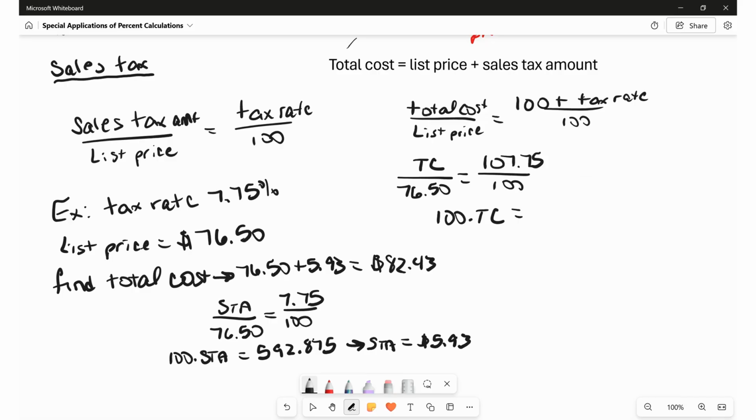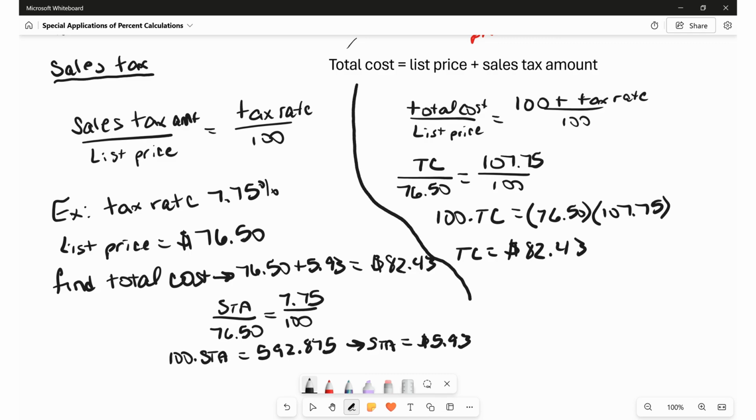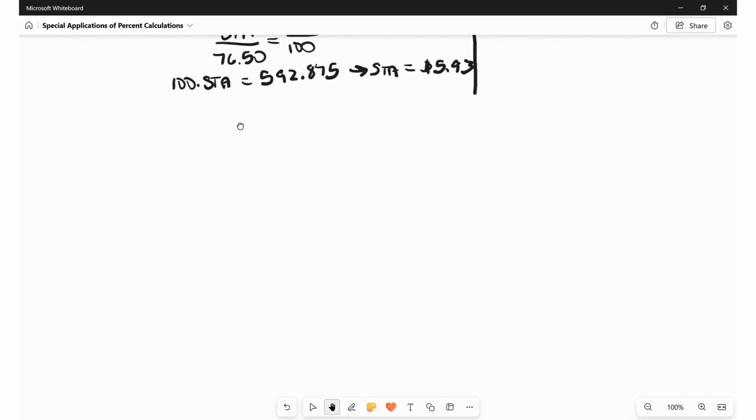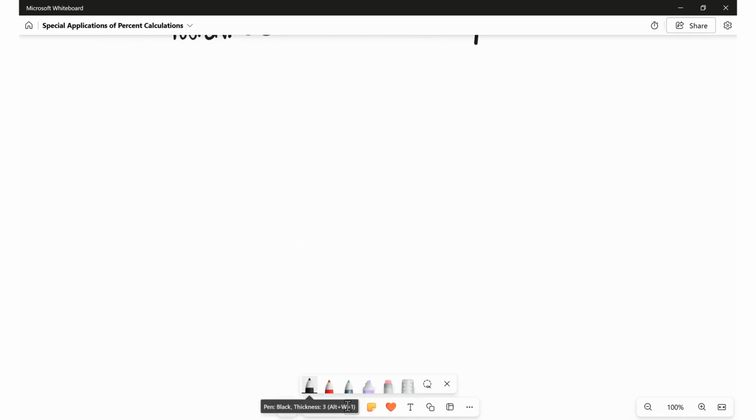This gives us 100 times the total cost is going to be equal to, and I don't have that worked out, so we're just going to do this: 76.5 times 107.75. And when we divide both sides by 100, we get that the total cost is going to be $82.43. So exactly what we got the first time is what we're getting the second time. So again, you can do whichever one you want to. It is completely up to you, but do make sure that you're answering the question that's being asked.